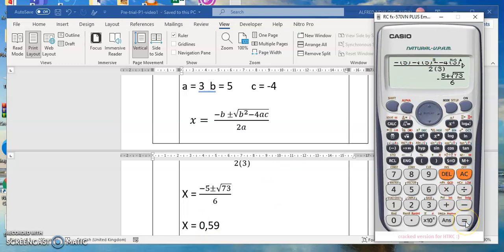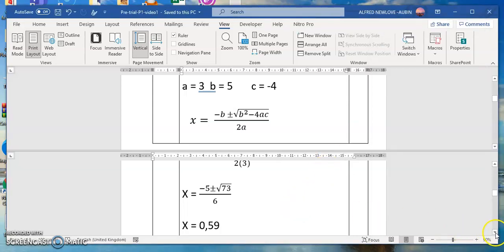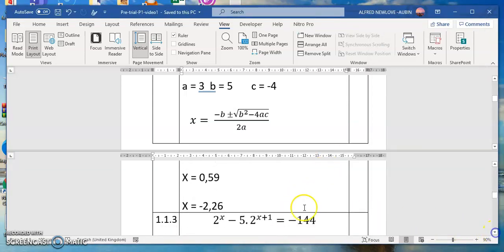Press equal. You see that it's the same. We have minus there. So you press SD. You have negative 2 plus 2,57. We want to round it to 2 decimal places. So it's going to be 26. Then you write negative 2,26.